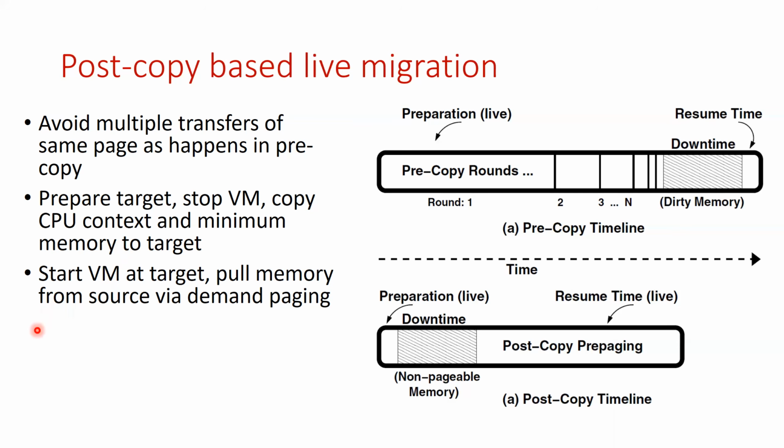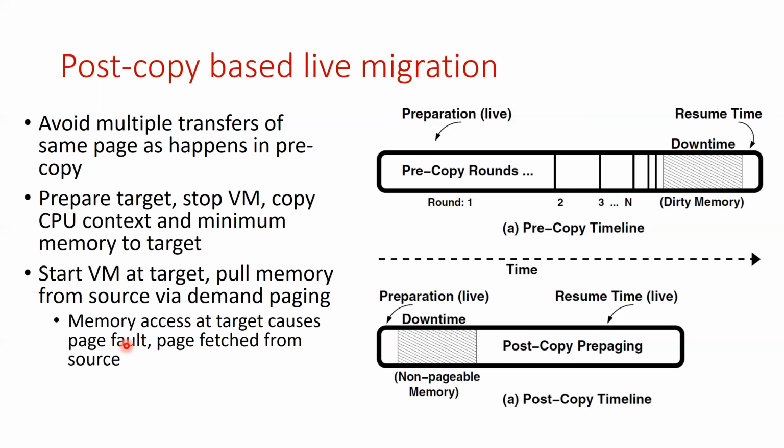When the VM starts at the target, not all memory will be present. And whenever there is a page fault, you will pull this memory from the source via the demand paging mechanism, on demand as and when needed, right? So this page fault handling mechanism can handle that and fetch the page from the source. Therefore, every page is either transferred during the stop-and-copy phase or via demand paging, right? You don't have multiple copies of the same page being sent over the network.